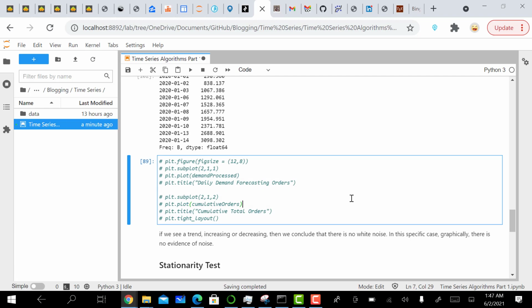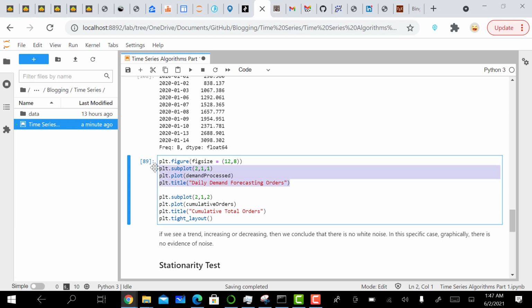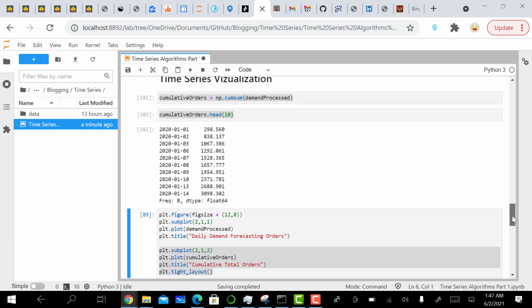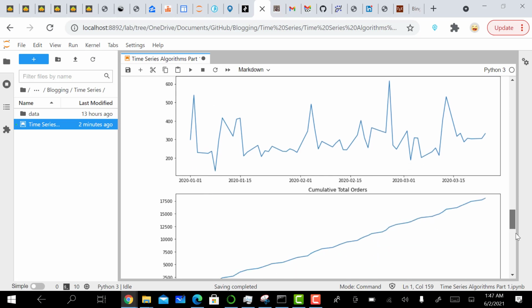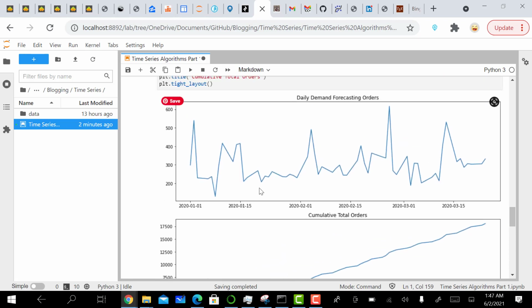Taking a look at that here, what I'm pretty much doing is putting the demand itself in one figure and then the cumulative orders in a second figure. With that, I should be able to see what kind of pattern I'm dealing with. You can see the accumulation here over time, and you can see how the daily demand is really acting over time.